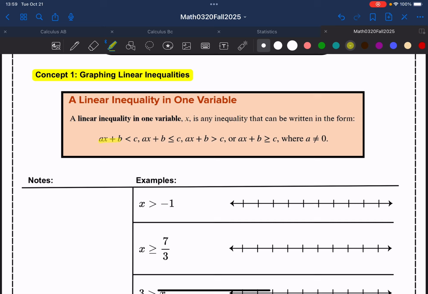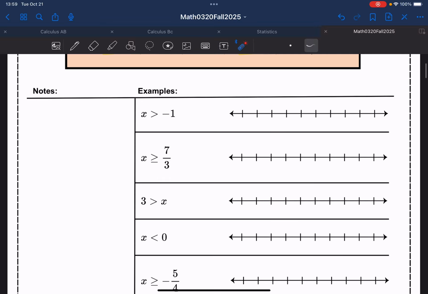Notice that all of these are the same. They're just representing some sort of function that is either less than, less than or equal to, greater than, or greater than or equal to some other number. Before we continue, we have to know what it means to be less than or greater than, and how we would use these symbols to graph it on the number line.